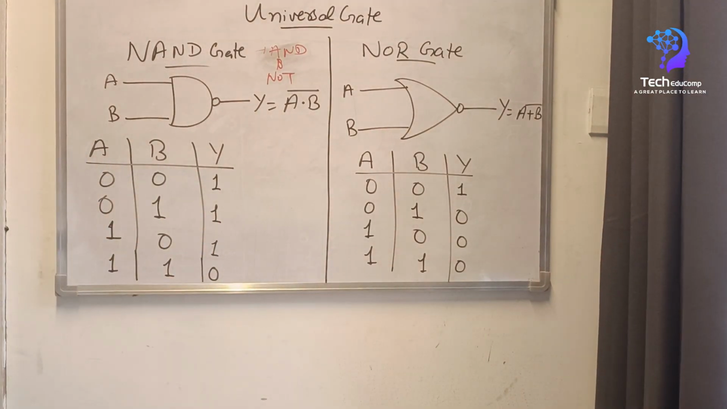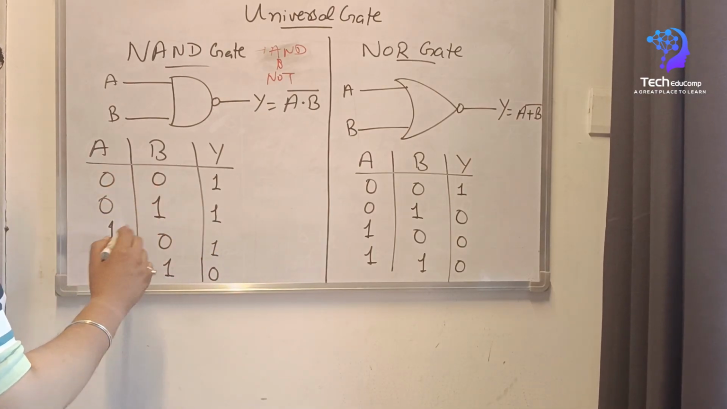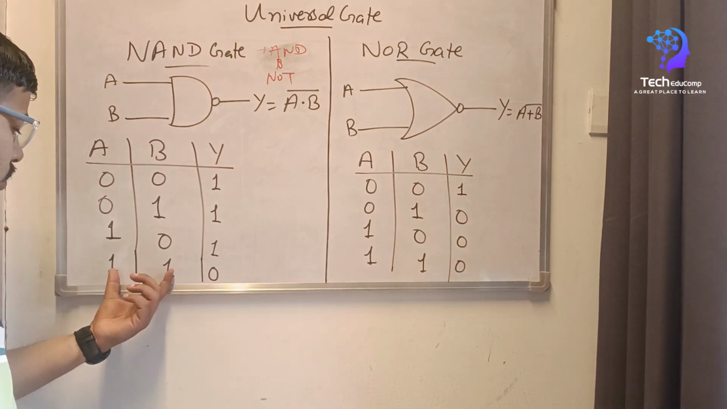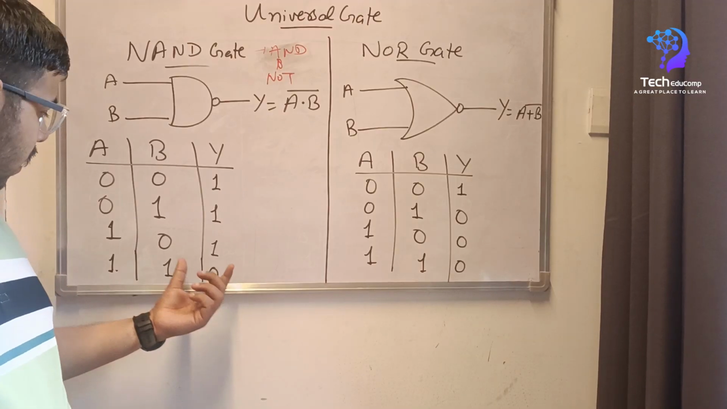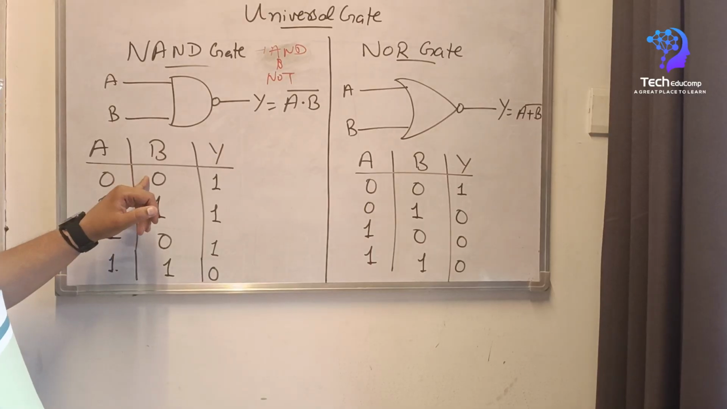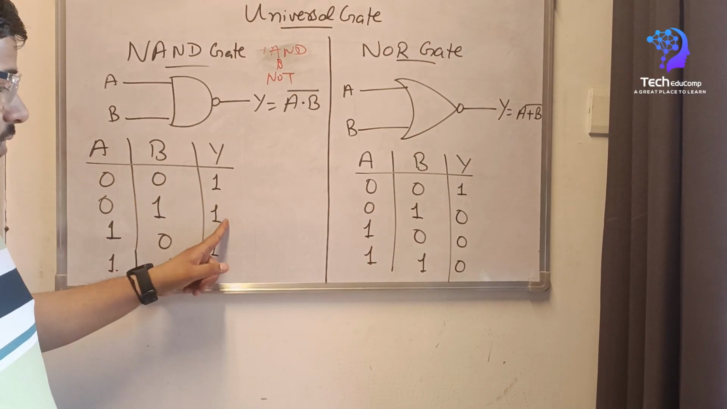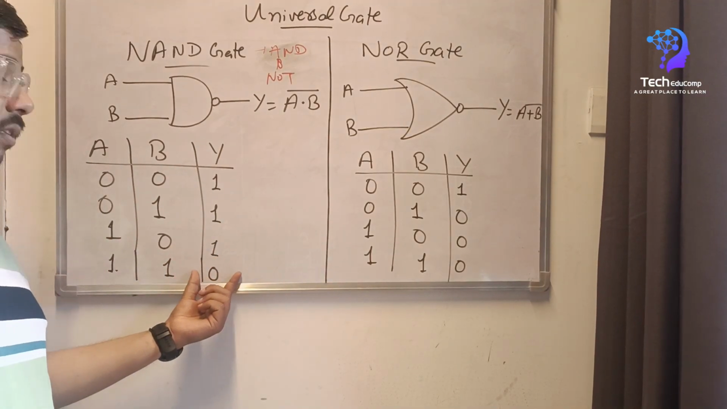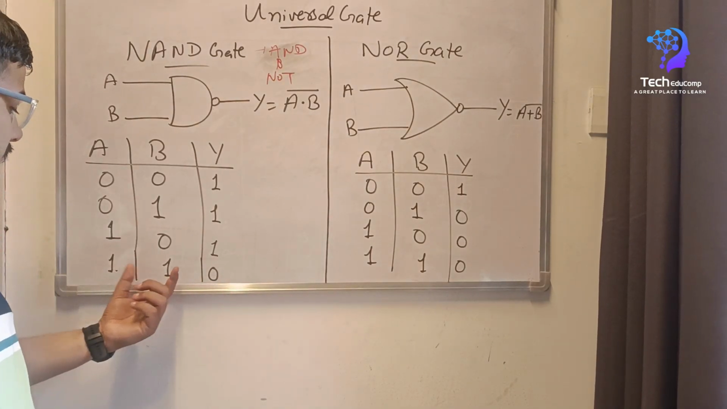Now its truth table: we have two inputs, meaning four combinations, 0 0, 0 1, 1 0, 1 1, and as you can see here, when both the inputs are true, we get a false output, or you can say we get a low output. If one is false, then its output is true. But when both the inputs are true, we get the false output, or the low output. These are high, this is low.